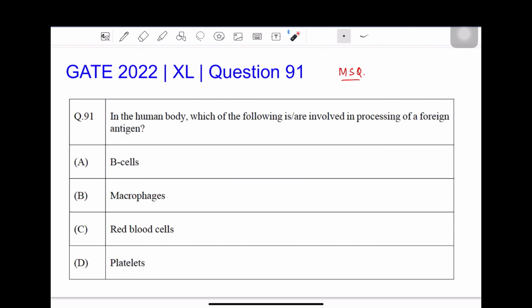Now, this question is talking about processing of a foreign antigen. So what happens when an antigen, which is foreign to our body, enters our body, what are the cells that respond to engulfing that antigen or to encounter that antigen? How does the immune system respond? And what are the cells in our immune system that respond in this condition?